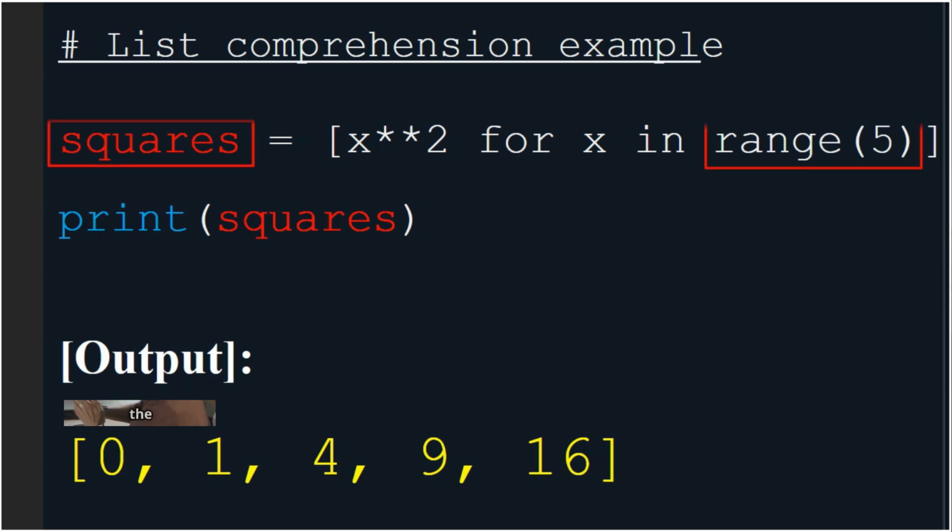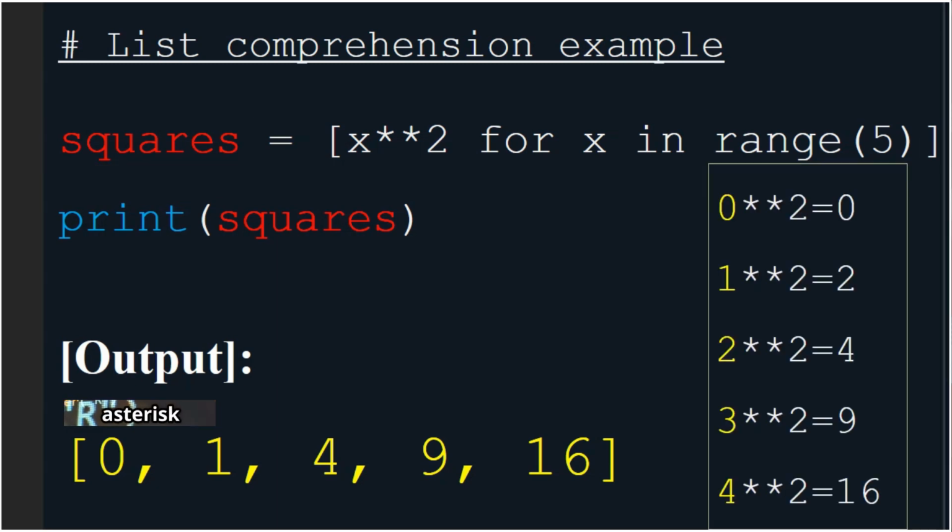Here we create a list of the squares of numbers from 0 to 4. The x ** 2 part is the expression that computes the square of each number. This list comprehension makes the code more compact and readable.